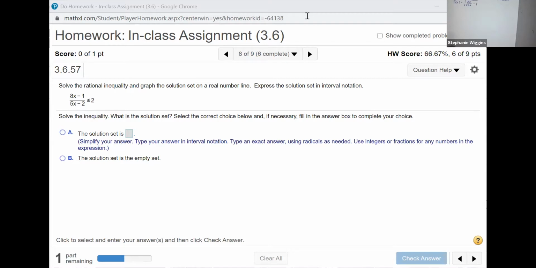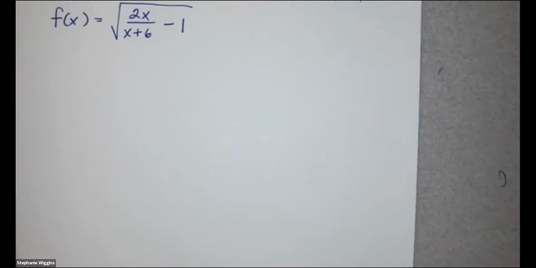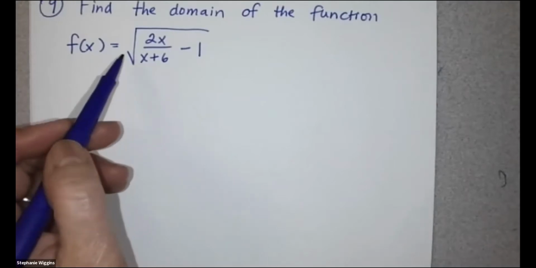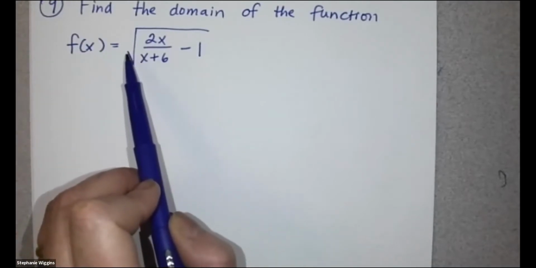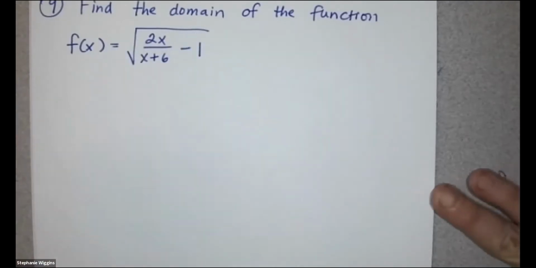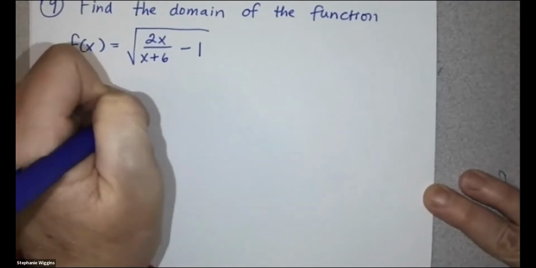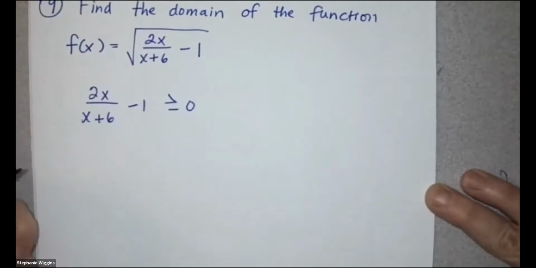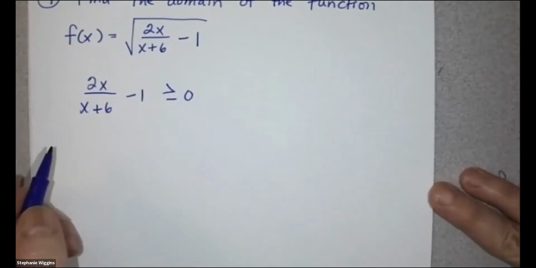All right, so this problem here, we're asked to find the domain of this function. So in order for this function to exist, the radicand, that's what's underneath, must be greater than or equal to 0. So we say 2x over x plus 6 minus 1 is greater than or equal to 0. And that defines the domain.